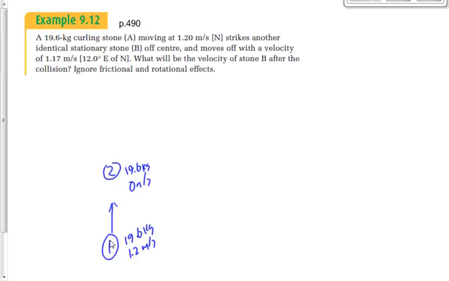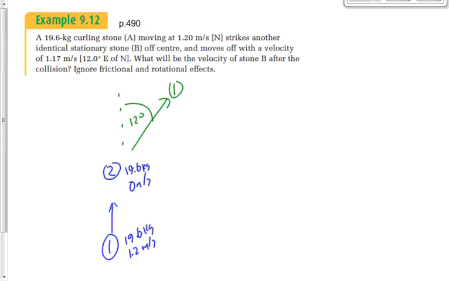Curling rock A collides and then moves off east of north. So curling rock A is going to go up here at 12 degrees. We're calling it curling rock 1 because I don't like letters, but you call it A if you want.